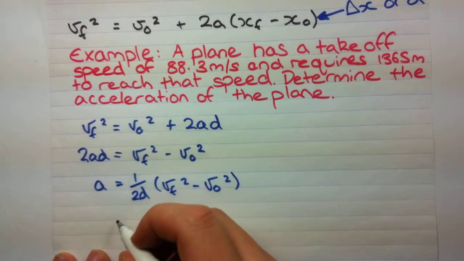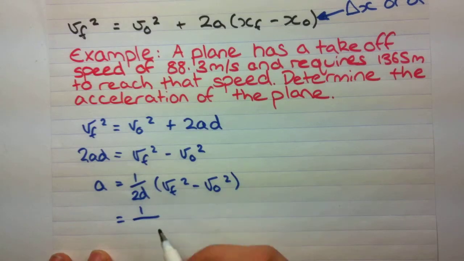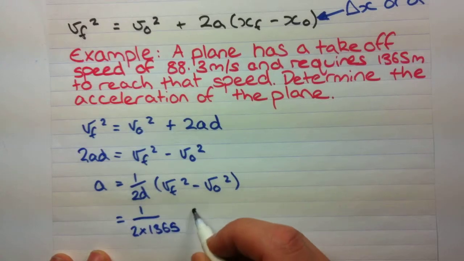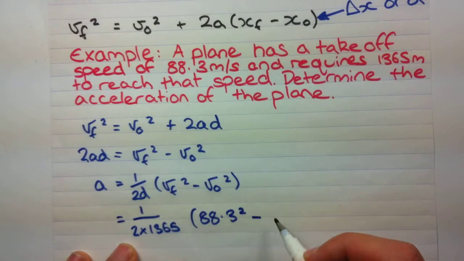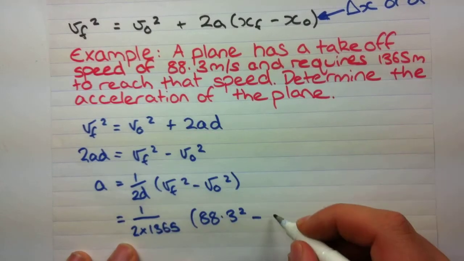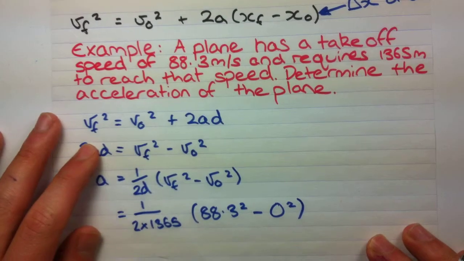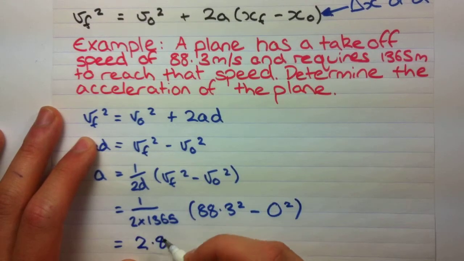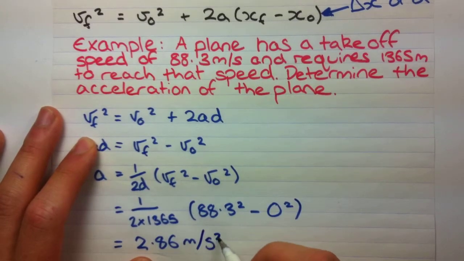Right, now we can start subbing in our values. 1 over 2 times 1365, because that's our distance, outside of VF squared, 88.3 squared minus V0, which starts from rest I guess. Doesn't actually say that, but we can just assume that. So that is the maths we need. Now, chuck that into the calculator, you actually end up with 2.86 meters per second squared.